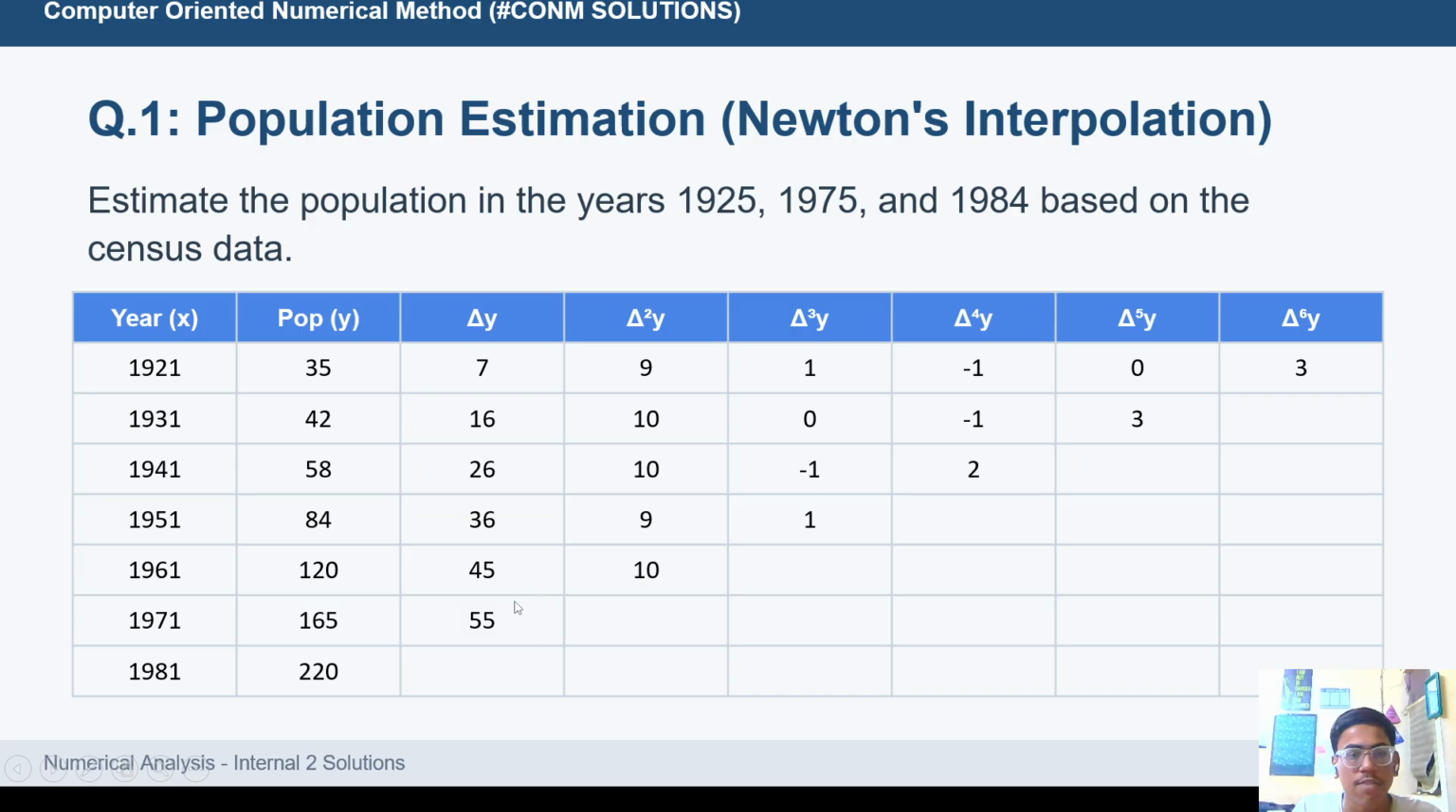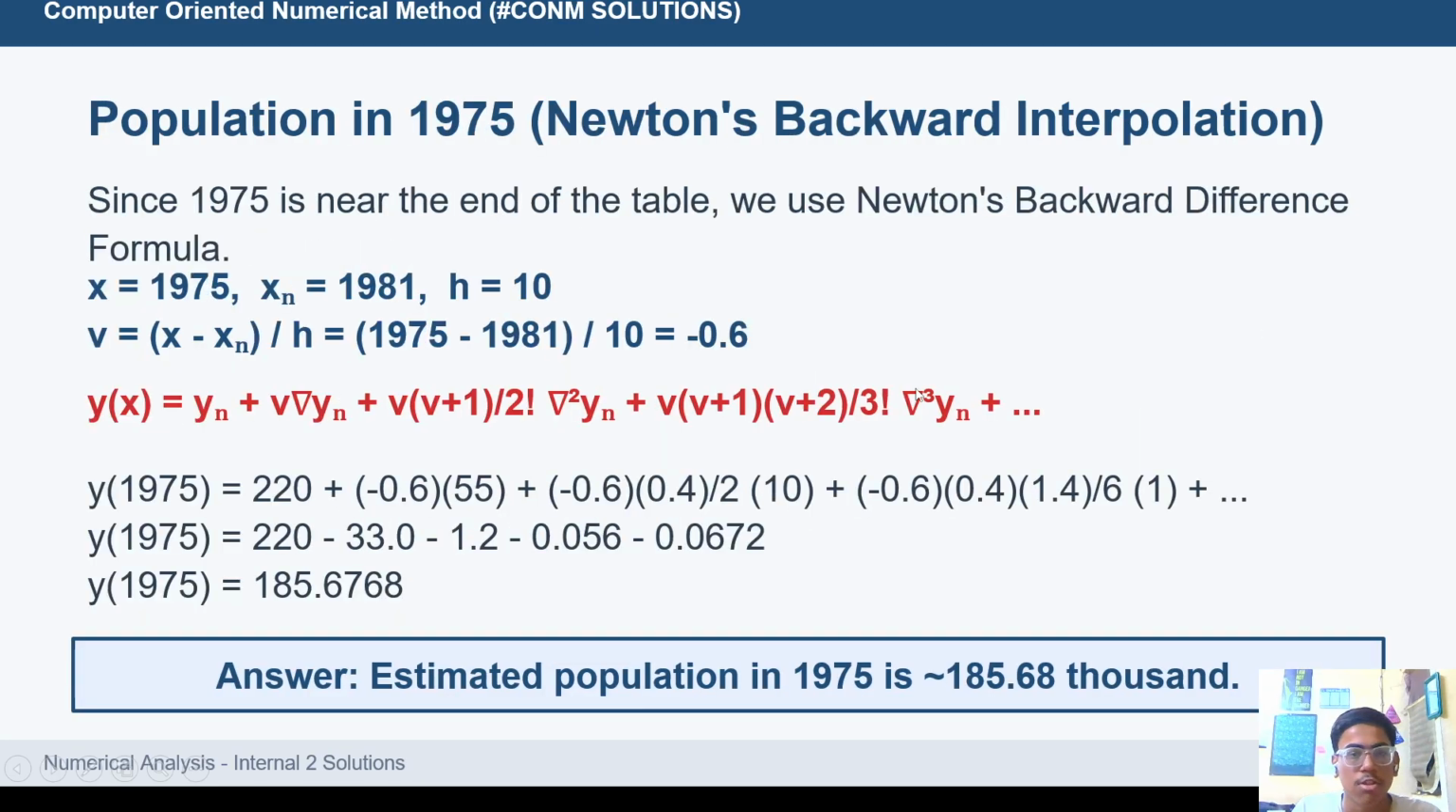Then nabla y n is 55. Nabla square y is 10. Nabla cube y is 1. Nabla raised to 4 y is 2. Nabla raised to 5 y is 3. Nabla raised to 6 y is 3. So like this, we will put the values in this table.